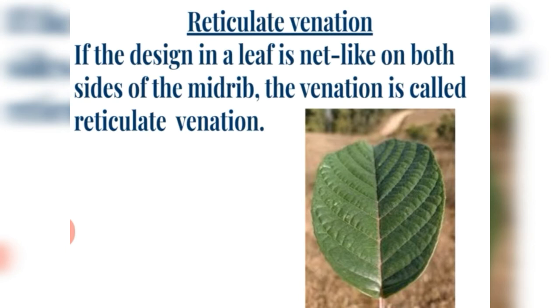Next one, you can see reticulate venation. If the design in a leaf is net-like on both sides of the midrib, the venation is called reticulate venation. We already learned what is midrib. Do you remember that? Midrib is the prominent line in the middle of the leaf, right? So, the design in a leaf, if it is net-like on both sides of the midrib, it is known as reticulate venation.